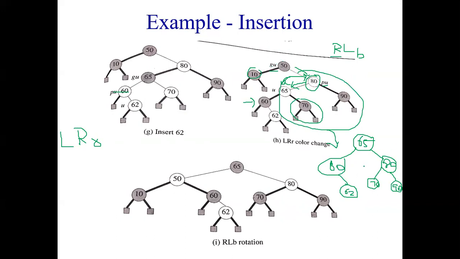Now you have to perform a left rotation. When you perform the left rotation, 65 will become the root of the tree, and 50 will become the left child of 65. Previously whatever the left child of 65 was, that will become the right child of 50. The left child of 65 is nothing but 60, so that will become the right child of 50. After this, 65 becomes the root of the tree and also the root of the subtree. So just make this black and make its two children red.